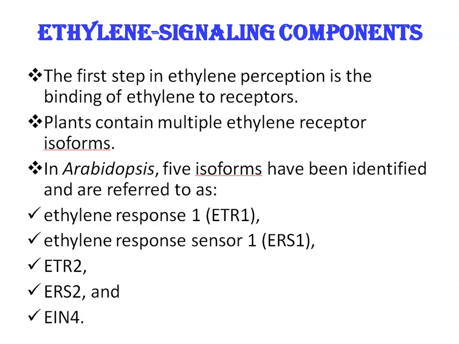Now, in Arabidopsis, 5 isoforms have been identified. The first is ethylene response 1, that is ETR1, ethylene response sensor 1, that is ERS1, ethylene response 2, ETR2, and ethylene response sensor 2, that is ERS2, and the last one is EIN4.